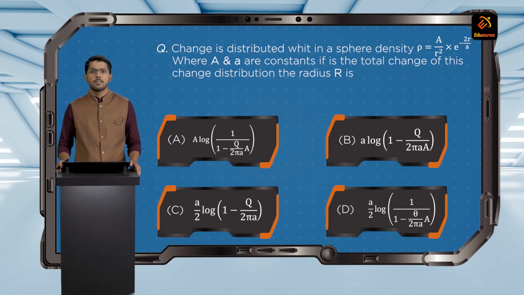This question was asked in JEE Main 2019, 9th January, 2nd shift. Let's have a look at the solution for this.